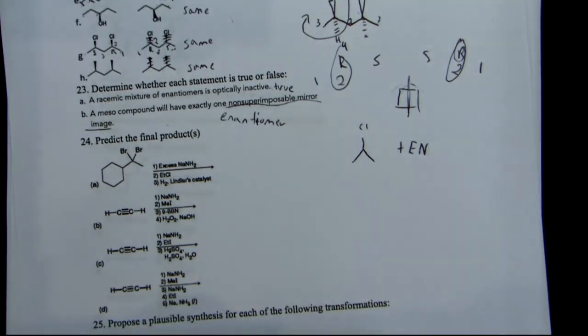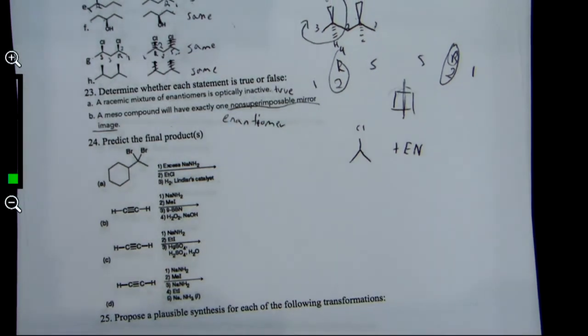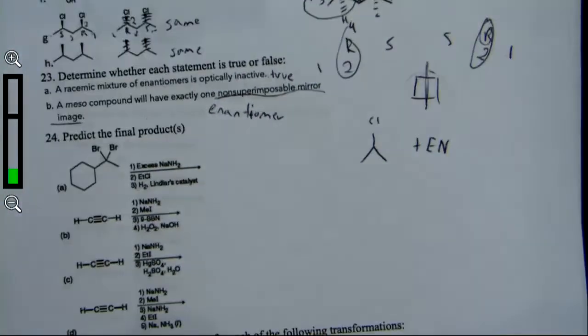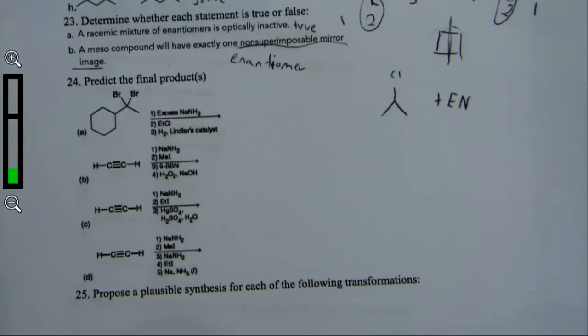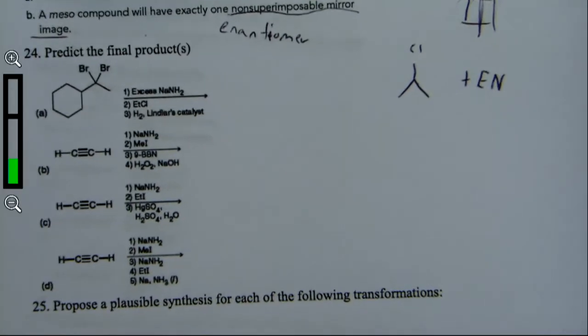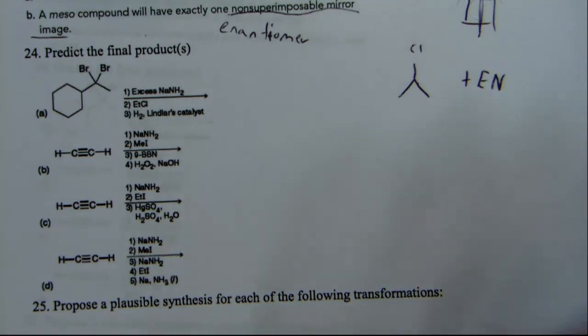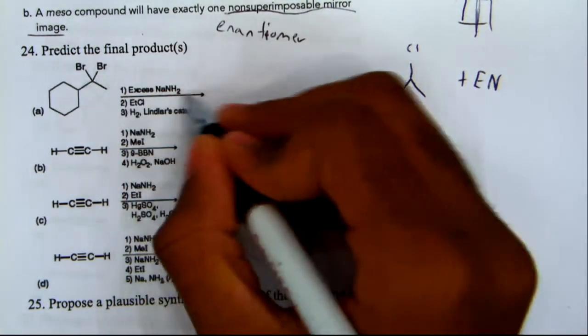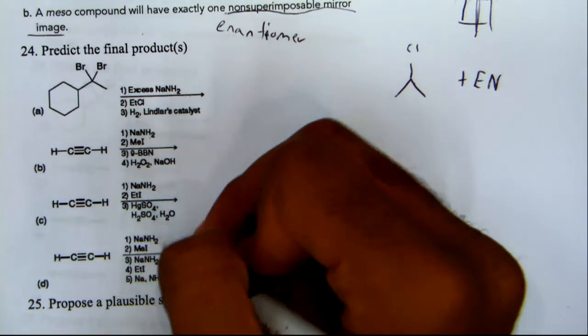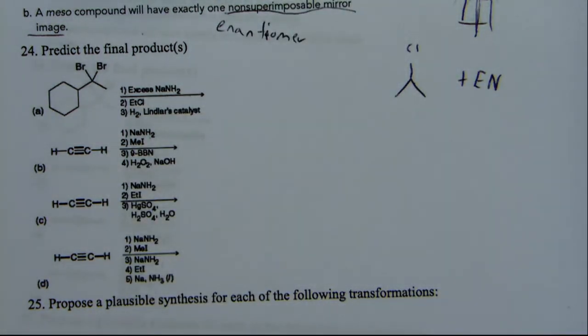Alright, so this is just predicting the final products, so if you know how to do this, you zoom in. Let me see how this works. Is that good? Okay. You're welcome. All right. So excess NaNH2, EtCl. I'm going to let you guys look at these real quick, and while you do that, I'm going to check on one thing real quick.